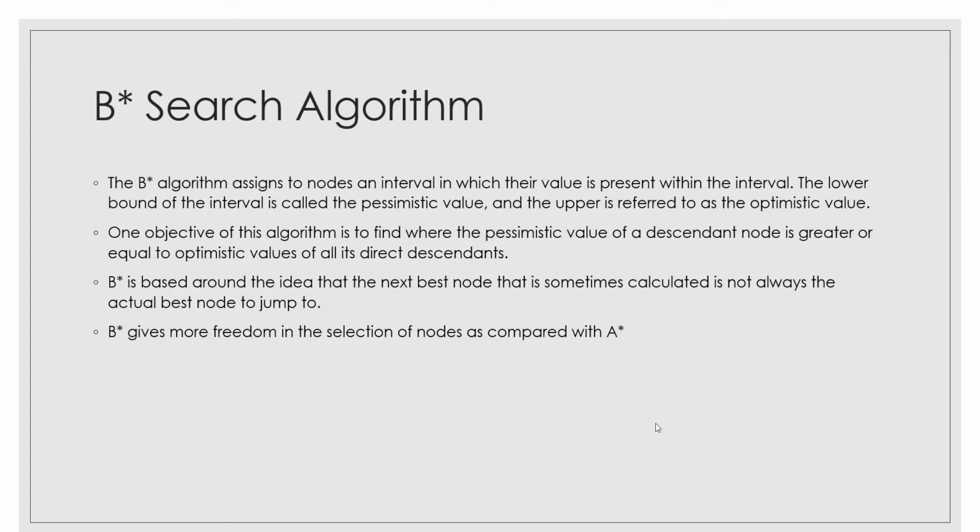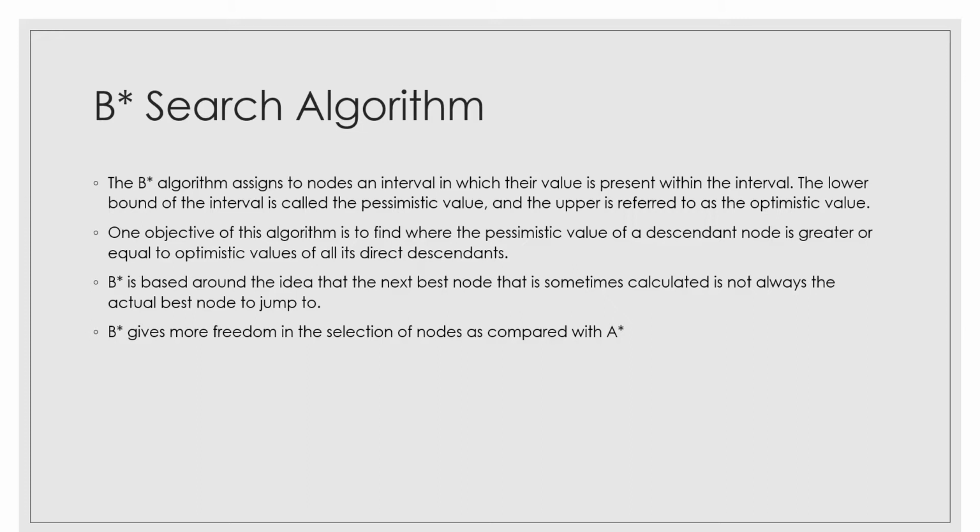Alright, the B-star search algorithm, instead of using F values that are just a single value, actually uses an interval of where the F of n lies. The lower bound of the interval is called the pessimistic value and the upper is called the optimistic. One objective of this is to find where the pessimistic value of the descendant node is greater or equal to the optimistic values of all its direct descendants.